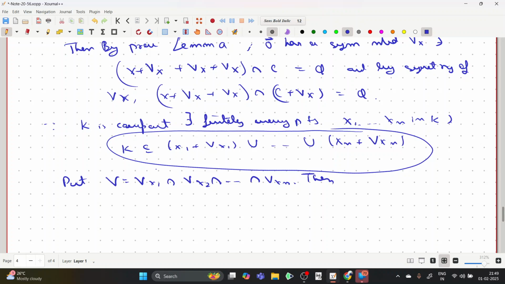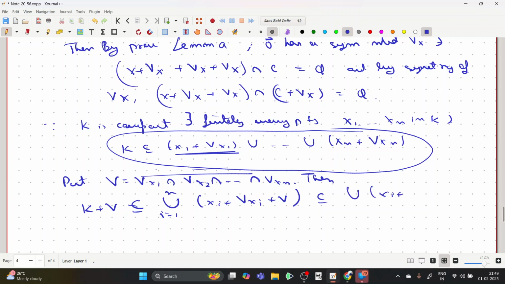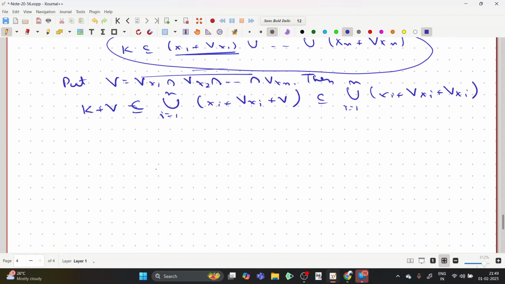What then? Then what is K plus V? So K plus V should be contained in the union of i equals 1 to n of xi plus Vxi plus V. By the way K is constructed, and by the way V is constructed, this is contained in the union of xi plus Vxi plus Vxi, i equals 1 to n, and we know that this is disjoint from C plus Vxi, right? This is disjoint from C plus Vxi, so it turns out that the proof is complete. Fine.